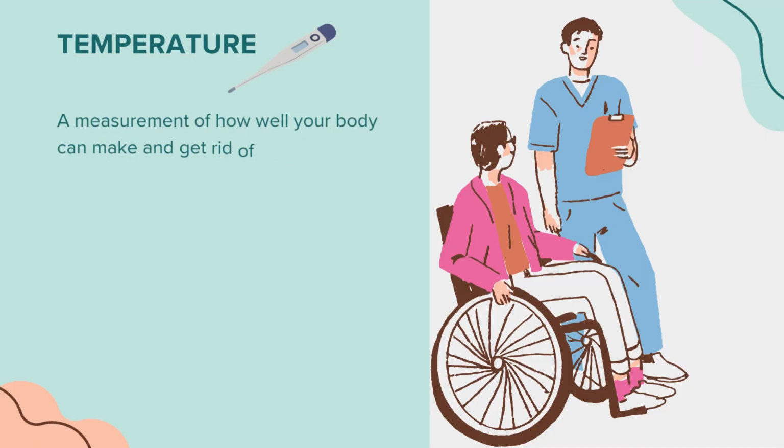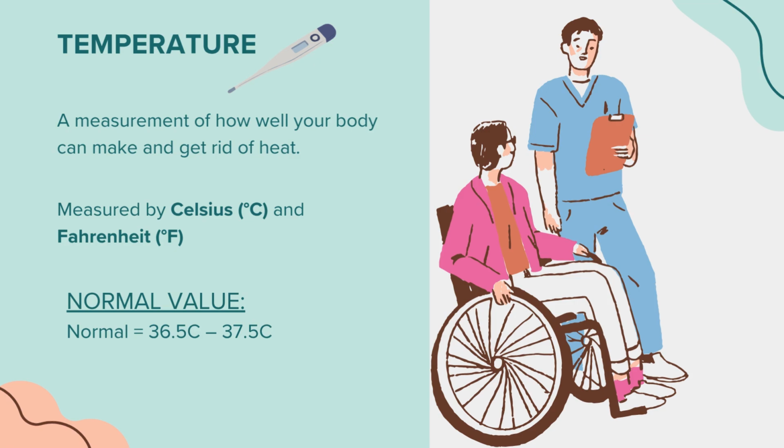Temperature is a measurement of how well your body can make and get rid of heat. It is measured in Celsius, degrees C, and Fahrenheit, degrees F. The normal value is 36.5 to 37.5 degrees Celsius.